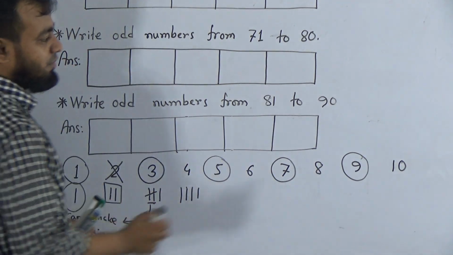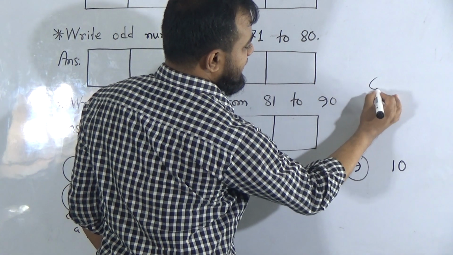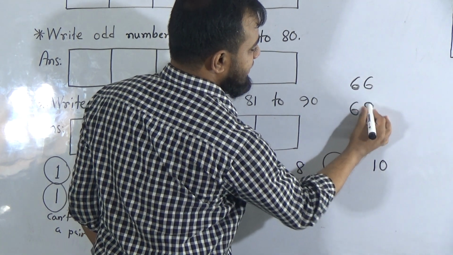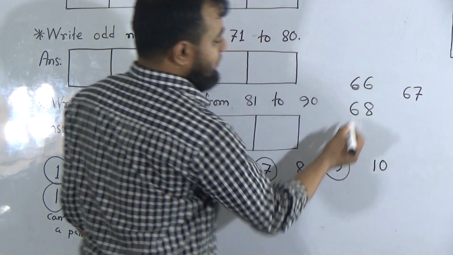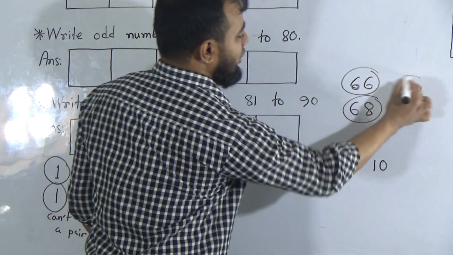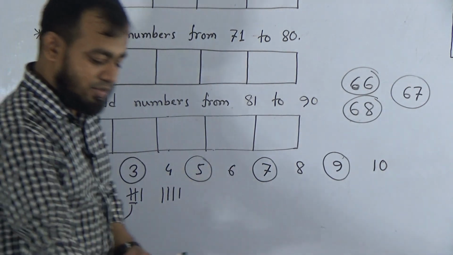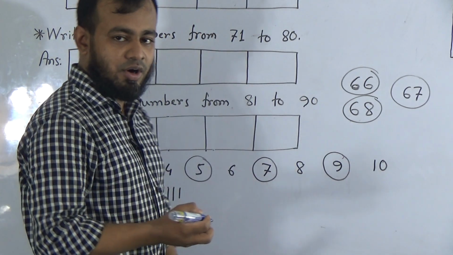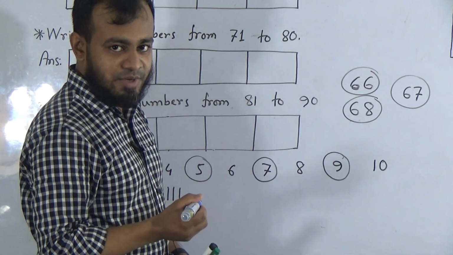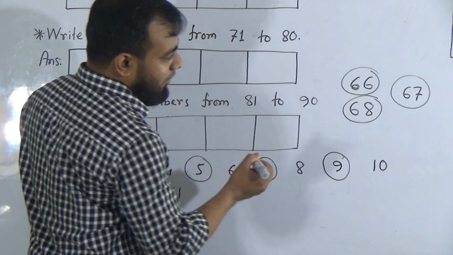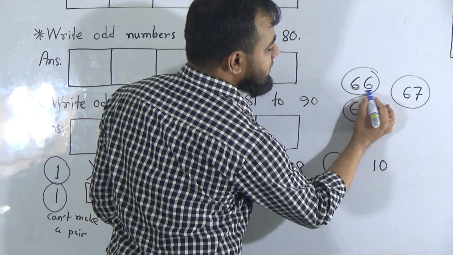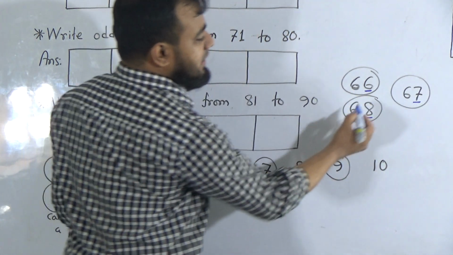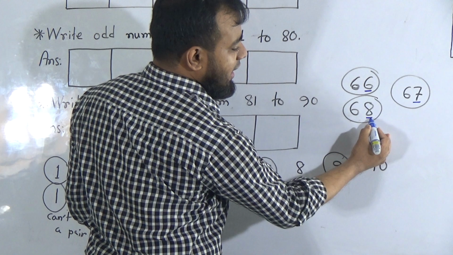will be an odd number. Like this one, suppose this is 66, this is 68, this is 67. So between these 3 numbers, which one is the odd number? Look very carefully. I said that which number has 1 or 3 or 5 or 7 or 9 in the ones place, that number will be an odd number. So the digits in the ones place here are 6, 8 and 7.